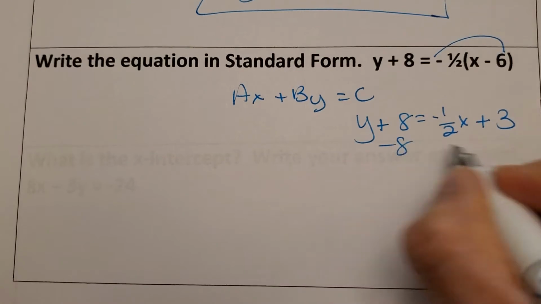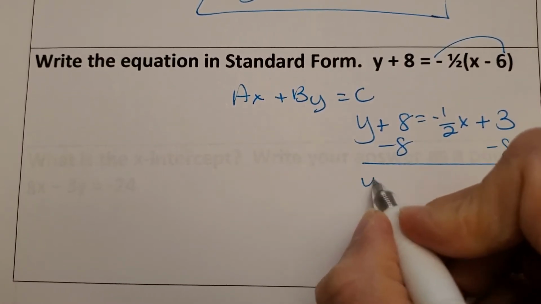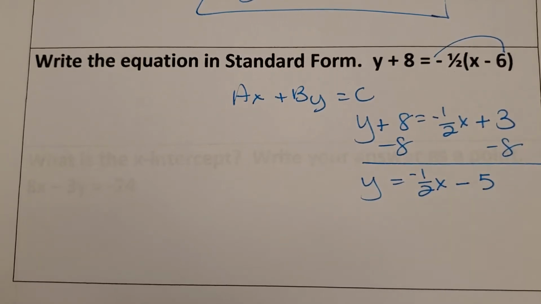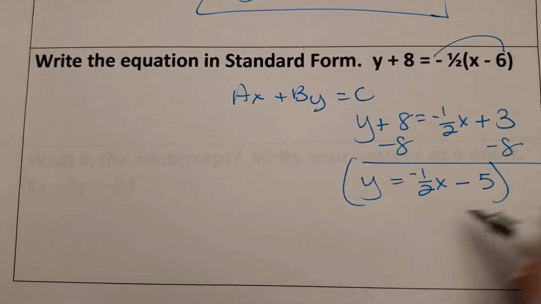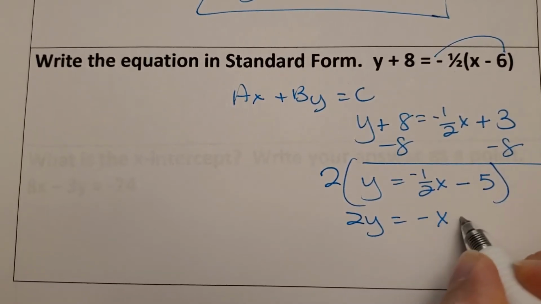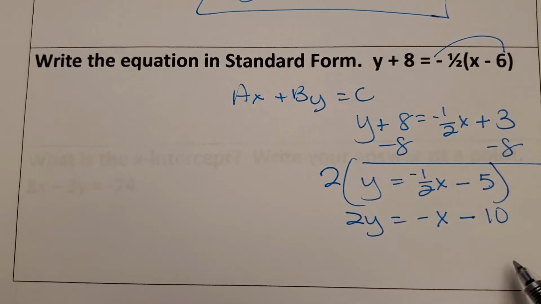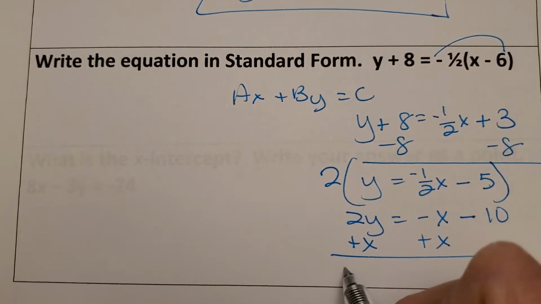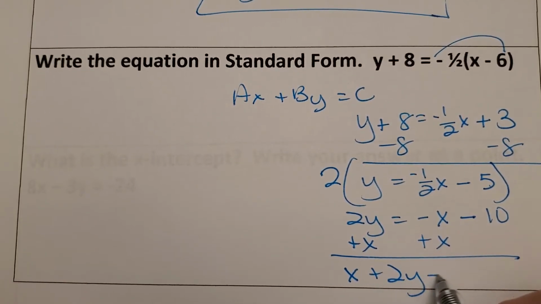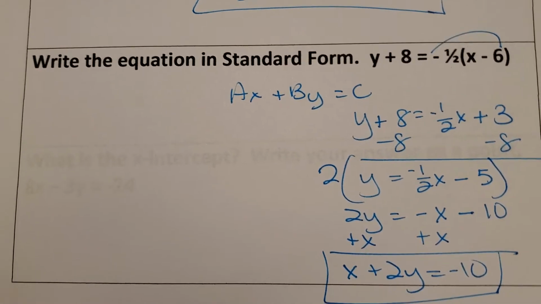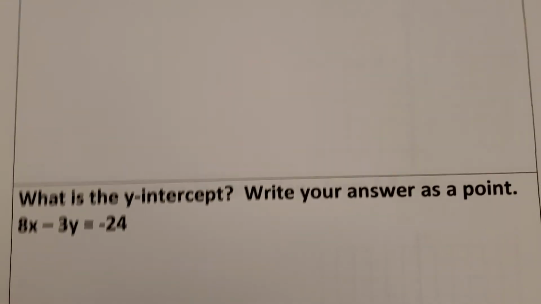I'm going to move my 8 over because I need all the constants on the right side. And then now I'm going to multiply by 2. So I get 2y equals negative x minus 10 when I multiply that by 2. And now I just need to add x to both sides, and then it will be in standard form. So x plus 2y equals negative 10. Standard form.